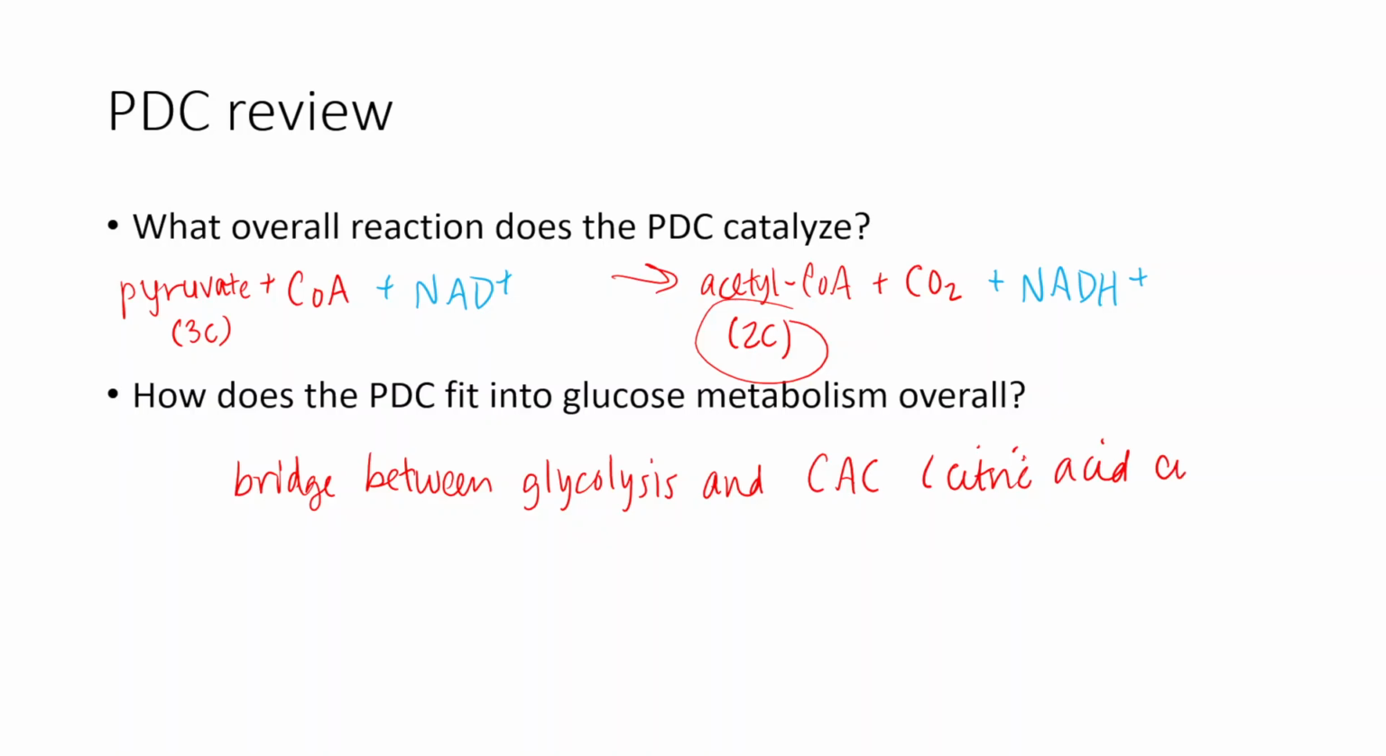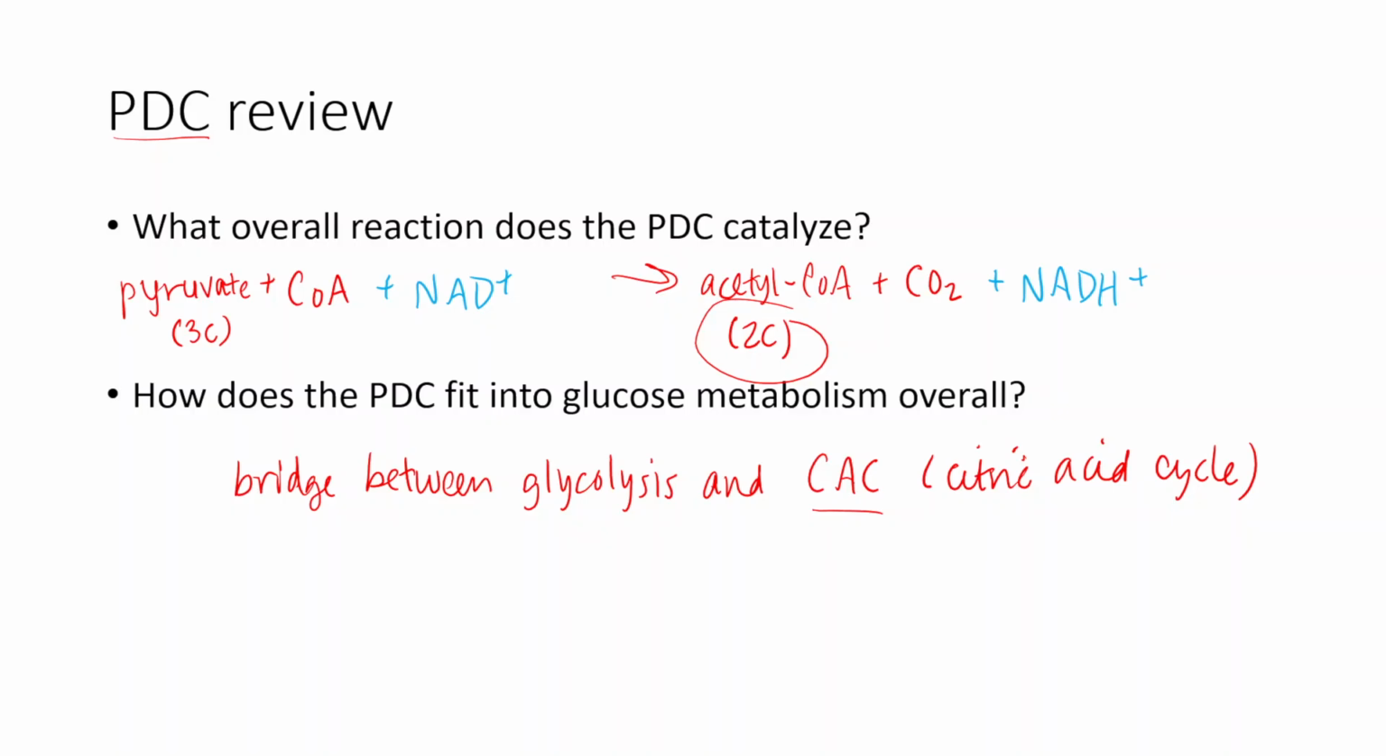So we're going to be calling a lot of these things by letter. So the PDC, that's the pyruvate dehydrogenase complex. The CAC, that's the citric acid cycle. So the PDC helps bring us from our pyruvate that came from glycolysis into our acetyl-CoA that we need for the citric acid cycle, which is what we see in our overall reaction.